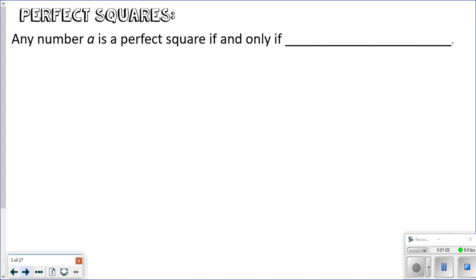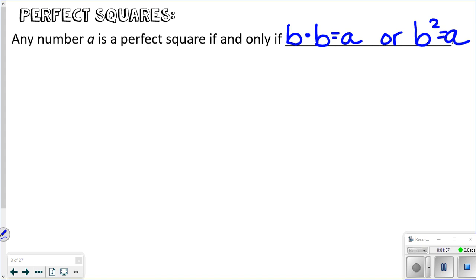A perfect square is any number A if and only if we have a number multiplied by itself to equal A. Or another way to write that using our exponents is that B squared would equal A. So let's fill in our perfect squares.